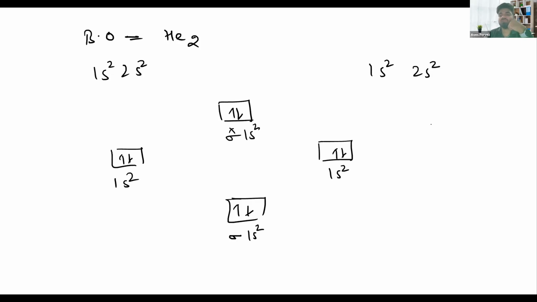It is similar for the 2s also. Since the number of electrons in bonding and anti-bonding is the same, we say the bond order is 0. Got it? So the bond order is equal to 2 minus 2 divided by 2, which is 0 by 2, equal to 0. Since the bond order is 0, we can simply say that there is no bond.